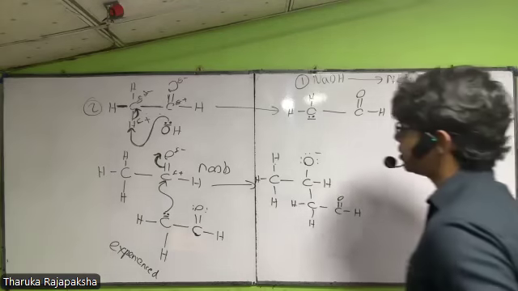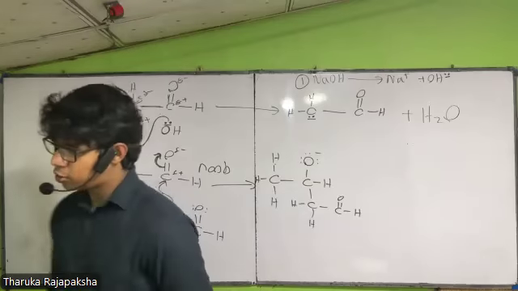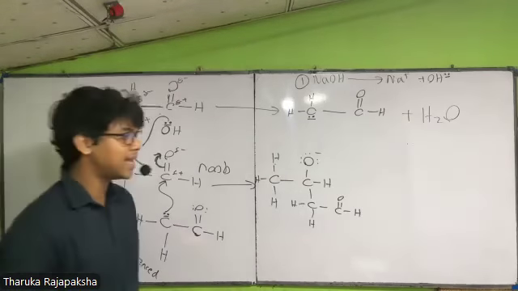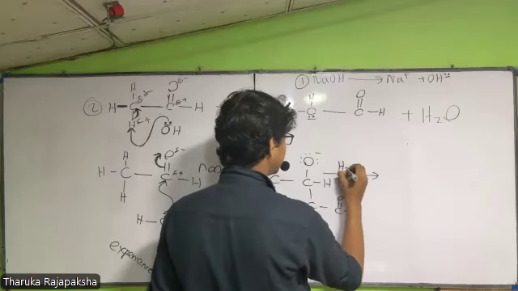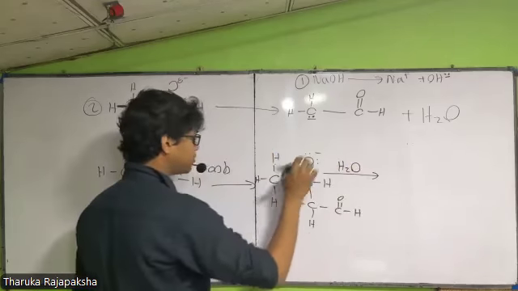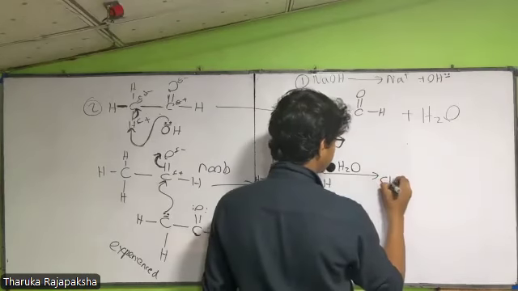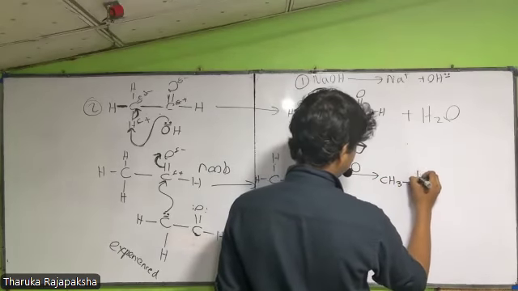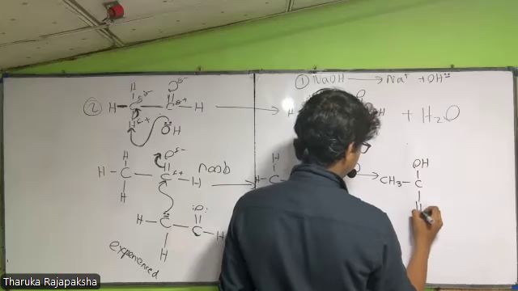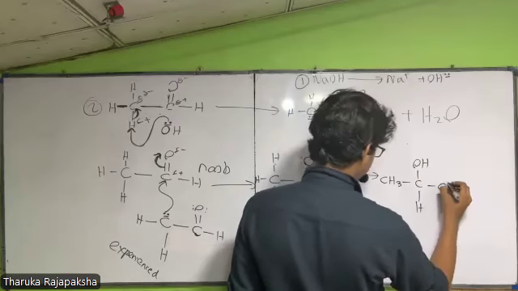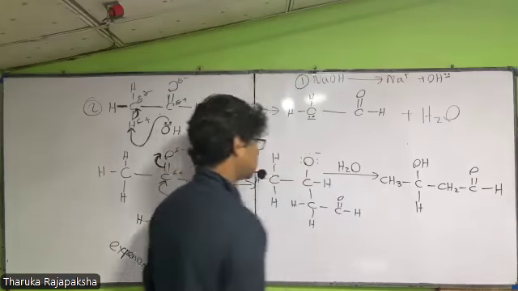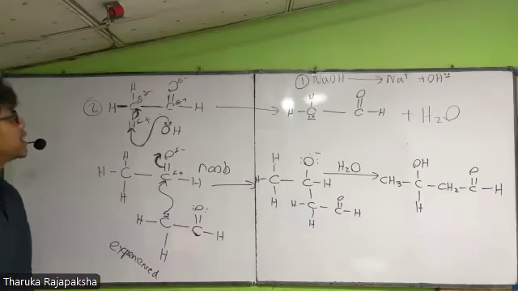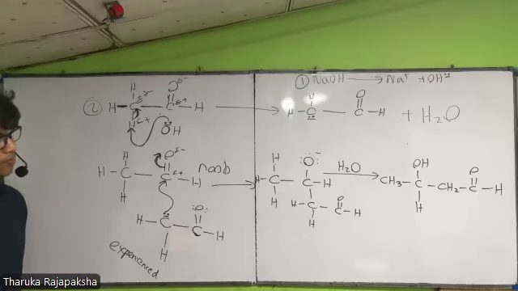Then make a people in some notes, and all the mechanism with H2O also given, but I don't think you need it. You just put water here, the reaction with water, and then you get the final product, CH3, CH2, C double bond oxygen, hydrogen. What type of reaction is this? Nucleophilic addition.